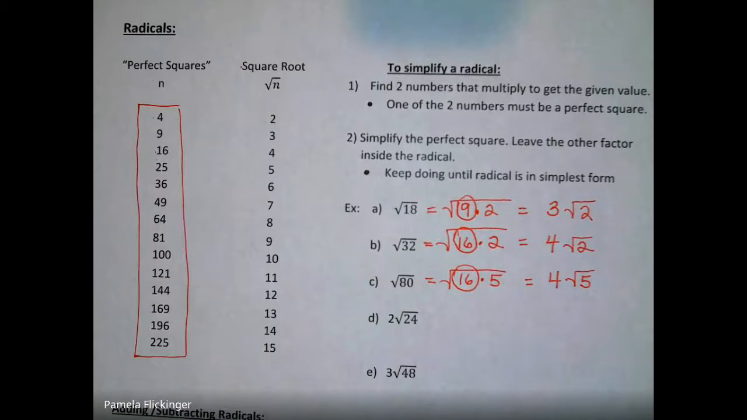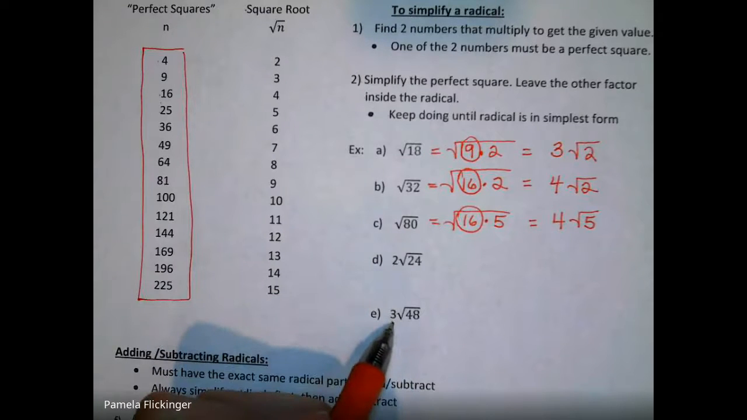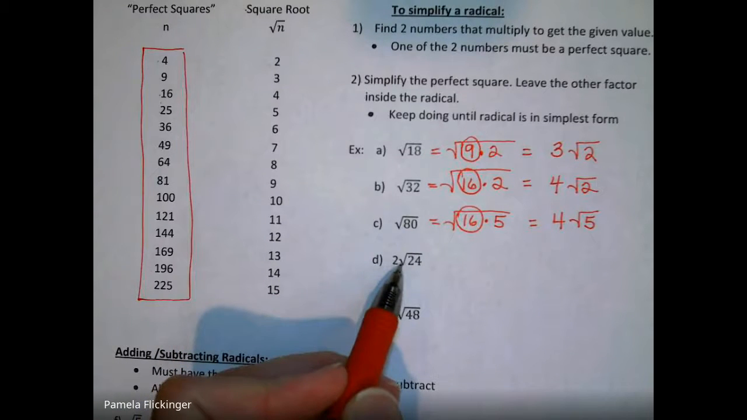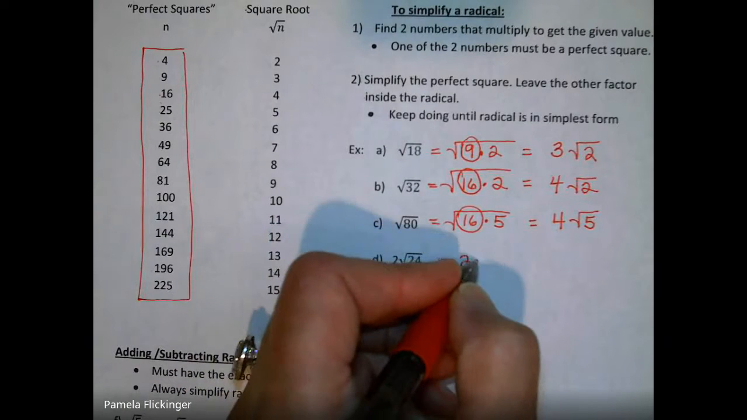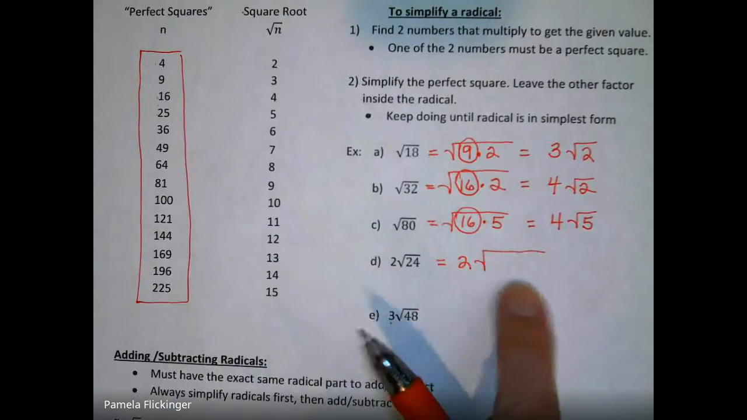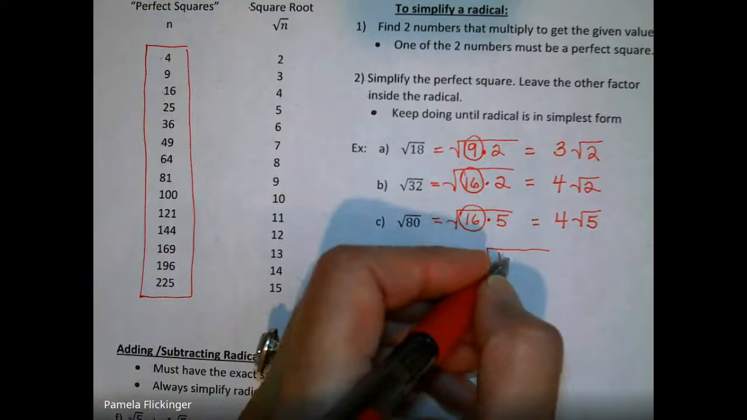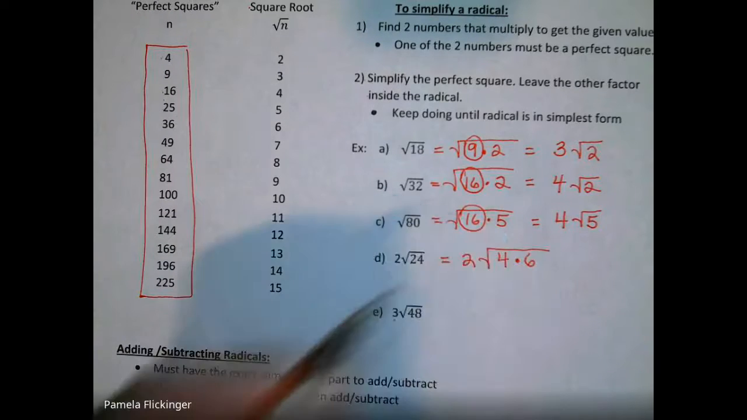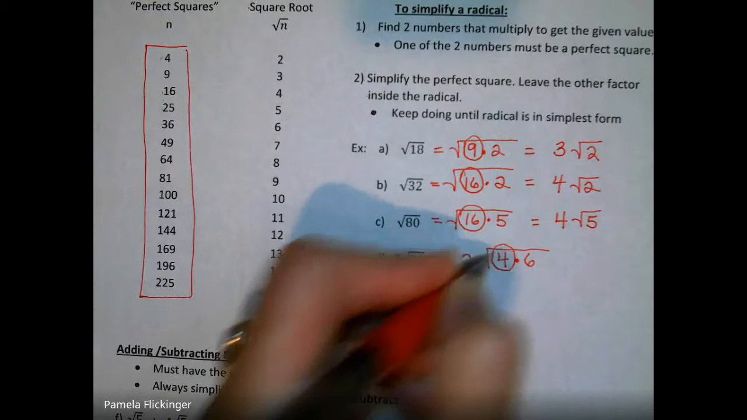Now you'll notice examples D and E already have a number out in front, and that's okay. So this is just 2 times the square root of 24. So it's still going to be 2 times, and then I'm going to break down the 24 in here. All right, 24 falls between 16 and 25, and as I work my way up, 4 is the only perfect square, so this will break down into 4 times 6. All right, 4 is the perfect square.